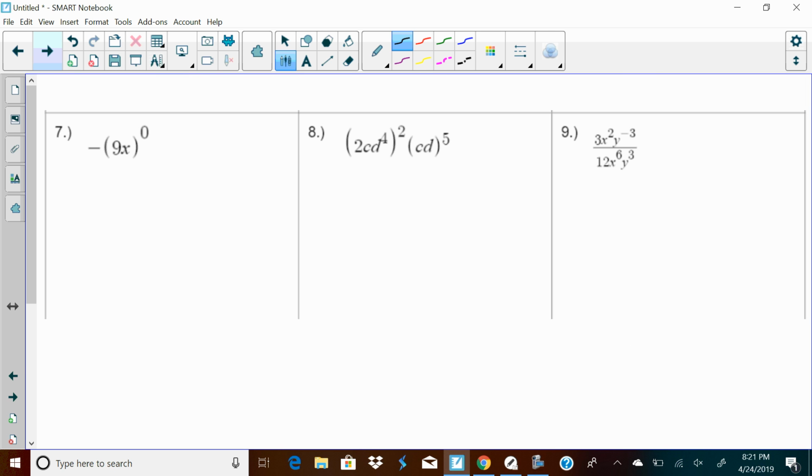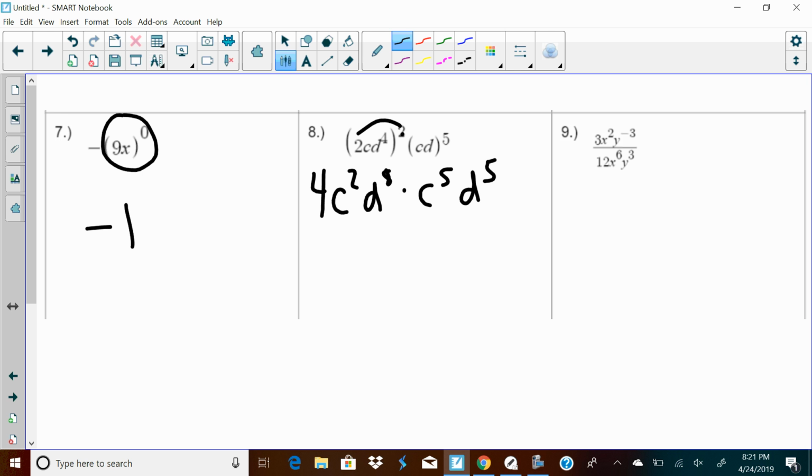Problem number 7, anything to the zero power is 1. So this part is 1, so it's -1. 8, I could also do this without writing it all out. So 2c d to the 4th power. So 2 to the 2nd power is 4. I get c to the 2nd power and d to the 8th times c to the 5th, d to the 5th. So then I add, so I get 4 c to the 7th, d to the 8 plus 5 to the 13th.